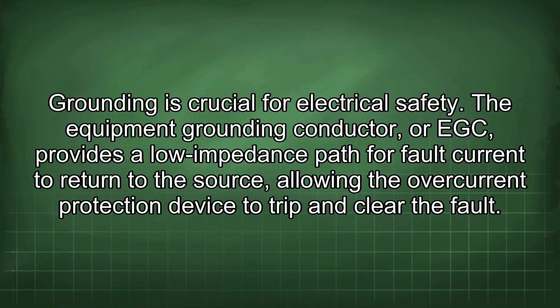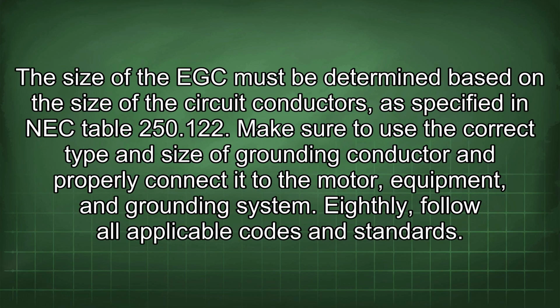Seventhly, ensure proper grounding. Grounding is crucial for electrical safety. The equipment grounding conductor, or EGC, provides a low impedance path for fault current to return to the source, allowing the overcurrent protection device to trip and clear the fault. The size of the EGC must be determined based on the size of the circuit conductors, as specified in NEC Table 250.122. Make sure to use the correct type and size of grounding conductor and properly connect it to the motor, equipment, and grounding system. Eighthly, follow all applicable codes and standards.